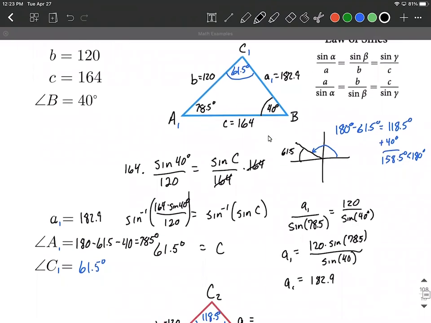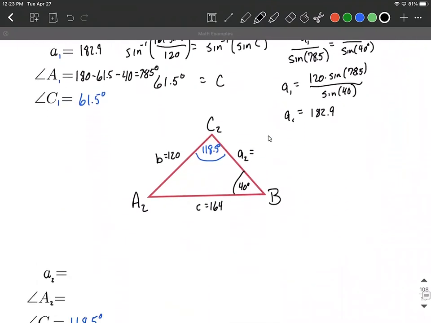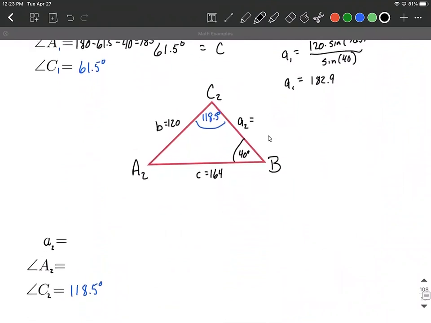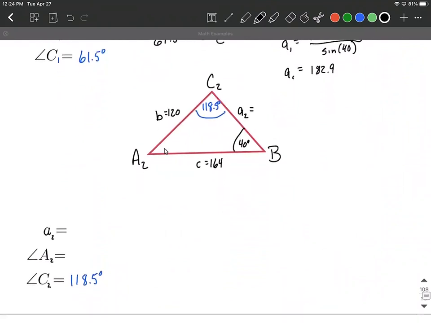So let's move on to our second triangle. Again, not drawn to scale by any means. The calculations we'll do here: first, I know two of the three angles. Let's find A2 by saying 180 minus the two that we know, 118.5 and 40. To make sure they all add up to 180, we'll just subtract the other two away and get 21.5 degrees.